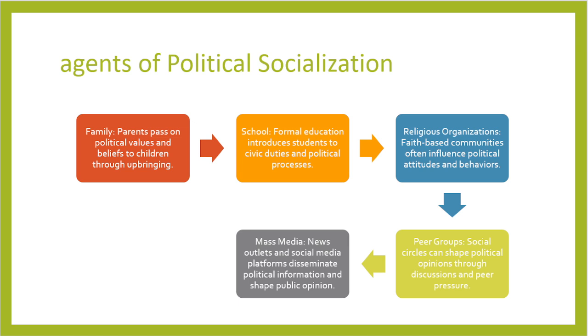The next is the mass media. News outlets and social media platforms disseminate political information and shape public opinion. Whatever information is shared through the mass media changes and also confirms the perceptions, values, and beliefs of an individual. The next, or the final one, is peer groups. Now, social circles can shape political opinions through discussions and peer pressure.